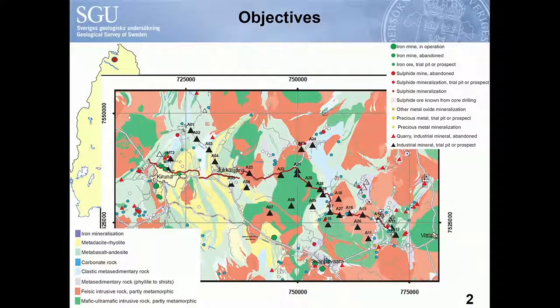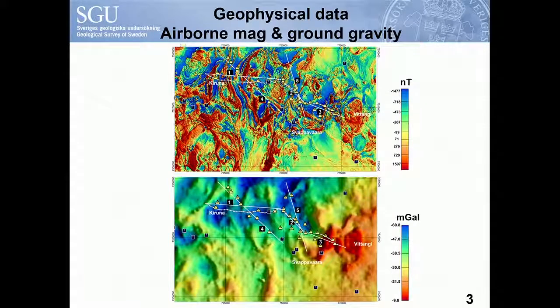And the main idea was to provide modern information, both geophysically and geologically, to the mining industry in the area. So the data we have used for our inversion and modeling is airborne magnetic, which we see here. The data was collected by this mining company called EAGE, and at the bottom we see the ground gravity data collected by SGU.